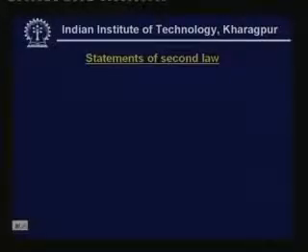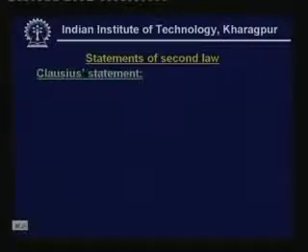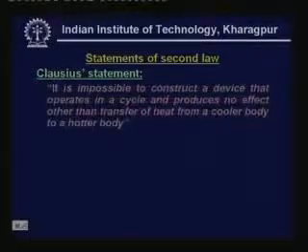Now, the second law of thermodynamics has certain statements. One is what is known as the Clausius statement. It says that it is impossible to construct a device that operates in a cycle and produces no effect other than transfer of heat from a cooler body to a hotter body. What it means is you cannot have an ideal refrigerator. For example, you cannot have a refrigerator which does not take any power from the surroundings but continuously functions, maintaining a low temperature inside without consuming any external power. We know that it is not possible. So, this is in simple terms the Clausius statement, one of the second law statements.